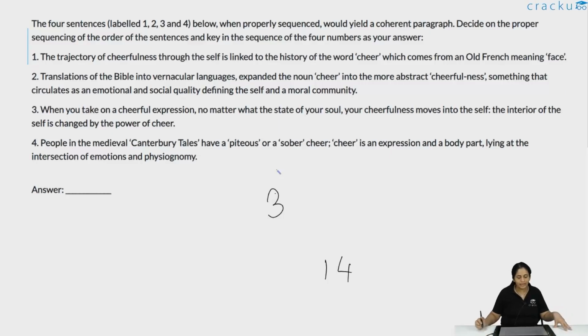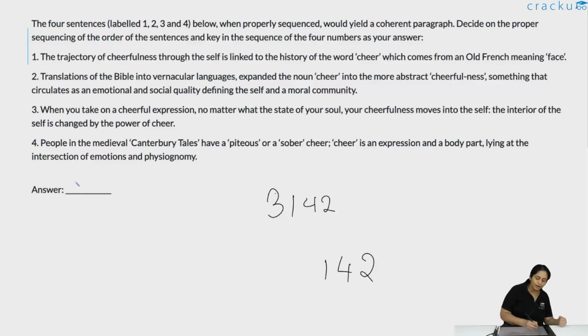And this was then translated, when you're translating the Bible, the noun cheer was changed into cheerfulness, which is an abstract quality as such. So this should come after 1-4, and 1-4 basically tell you about the start of cheerfulness, which started as the word cheer, which meant face, and 2 tells that when you were making vernacular translations of the Bible, this cheer transformed into cheerfulness. So you first introduce cheerfulness, and 1-4-2 takes a look at the trajectory from cheer to cheerfulness as such. So the order of the sentences should be 3-1-4-2.